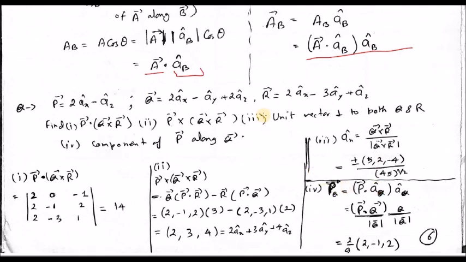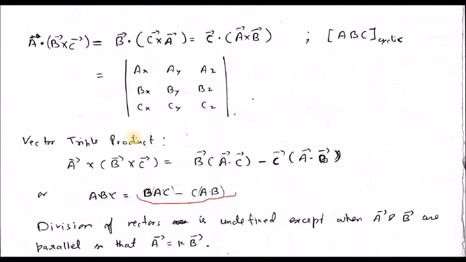Now let's solve a problem based on this. Suppose p equals 2ax minus az, q equals 2ax minus ay plus 2az, r is 2 times ax minus 3ay plus 4az. You have to find p dot (q cross r), p cross (q cross r), a unit vector perpendicular to both q and r, and the component of p along q. Okay, so these are just direct problems based on these two equations.